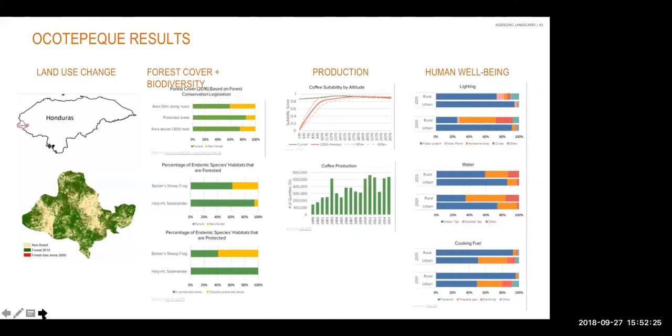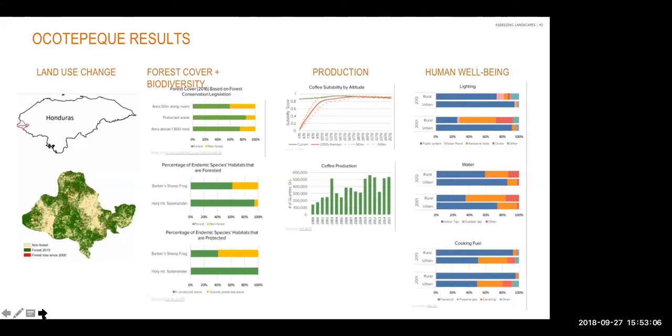We also look at indicator species, especially endemic species that are reliant on specific habitat for their survival and to avoid extinction. And so you can kind of see how a salamander and a frog are doing in terms of having enough habitat for survival. And then what's interesting from a coffee point of view is we look at production. We look at suitability by altitude, as well as coffee production and yield levels from a historic trend all the way through to 2015. And we'll get into a little bit of how coffee is relating to deforestation and forest cover in the next slide. And finally, we look at human well-being.